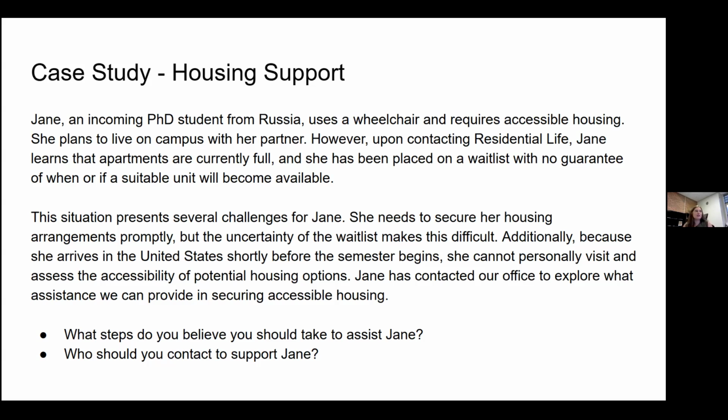She needs to secure her housing arrangements promptly, but is uncertain about the wait list. Additionally, because she arrives in the United States shortly before the semester begins, she cannot personally visit and assess the accessibility of potential housing options. Jane has contacted the Disability Resource Office to explore what assistance we may be able to provide her in securing accessible housing. So, put your thoughts in the chat.